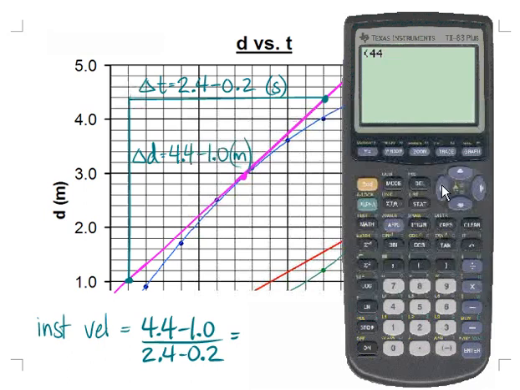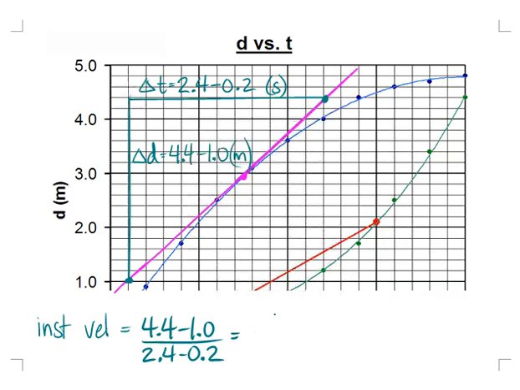Make sure you use brackets. 4.4 minus 1 divided by 2.4 minus 0.2. I get 1.55 if it's 3 sig figs. So again, that's not the answer. It's just one answer. I'd say as long as you're close to something like 1.5 meters per second, then that's going to work. So that's a tangent line.